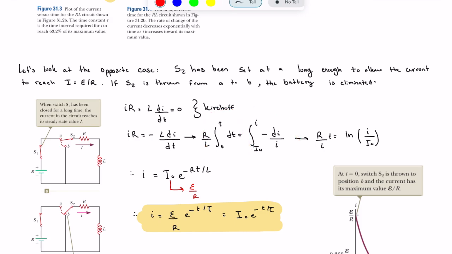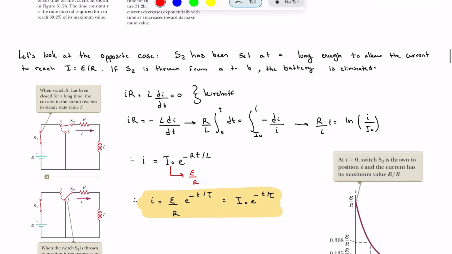This time, for our bounds, we're going to again just say time starts at 0 and goes to t. And for the current, it starts off at some value I naught. Here we know that it's at its max value, E over R, but it could be anything. And it stops at current equal to I after some time t. We're going to again solve these integrals and we get this. So it's Rt over L is equal to ln of I over I naught. I'm just going to isolate for I and I get this. I naught is equal to E over R and we get this set of equations here.